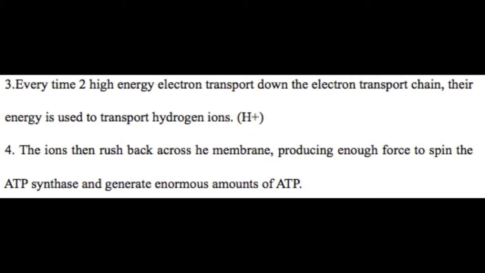Every time 2 high-energy electrons move down the electron transport chain, their energy is used to transport hydrogen ions. The ions then rush back across the membrane, producing enough force to spin ATP synthase and generate enormous amounts of ATP.